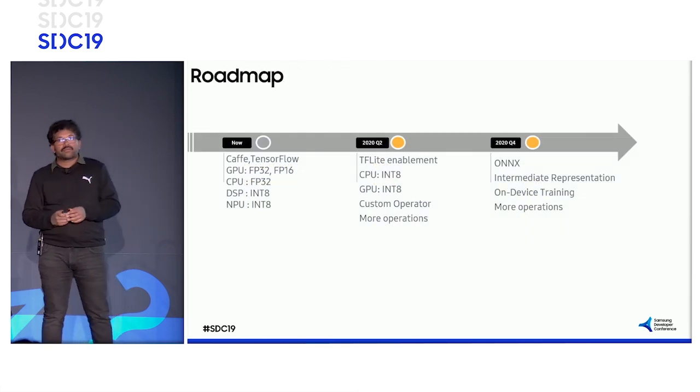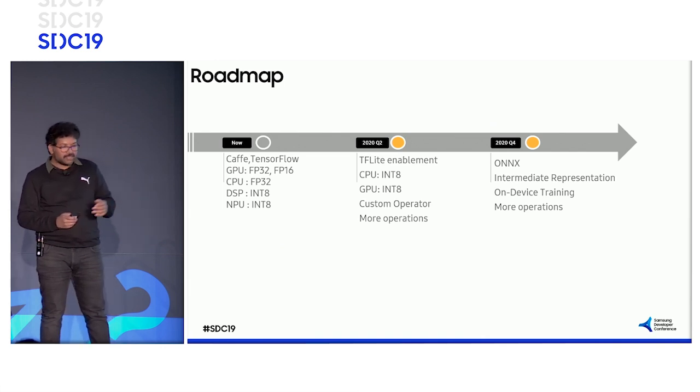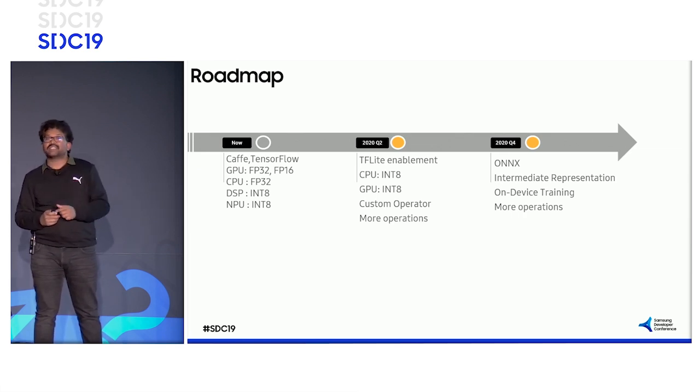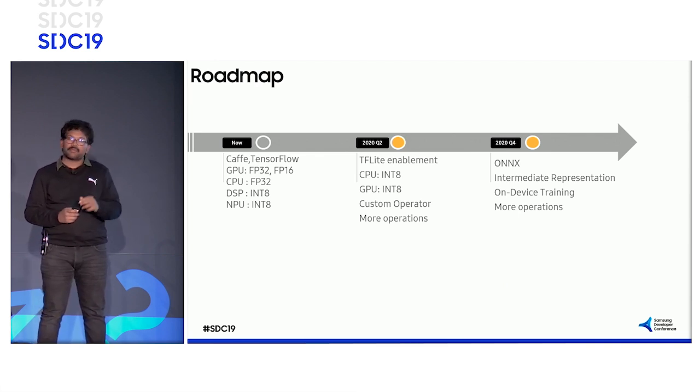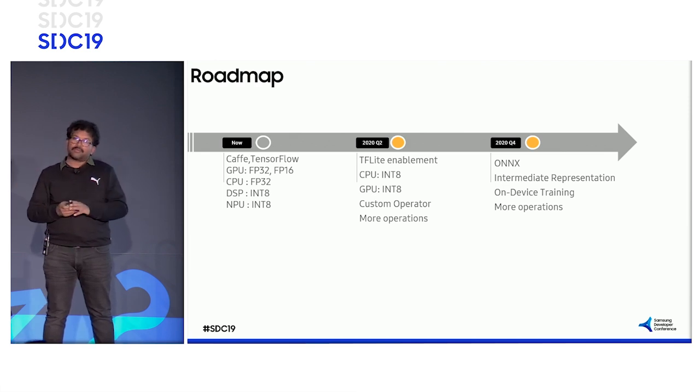If you look at the roadmap, the first part we already discussed. In the second part, 2022 quarter 2 and quarter 4, we realized that aligning with the ecosystem is good, so that's the reason TF Lite started enabling. So next year we will see TF Lite along with CPU, GPU 8-bit, and also custom operators. Custom operator means we provide a workflow so that you can develop it yourself and protect your IP. That's how it helps you.